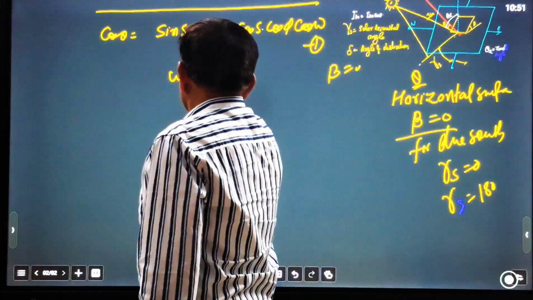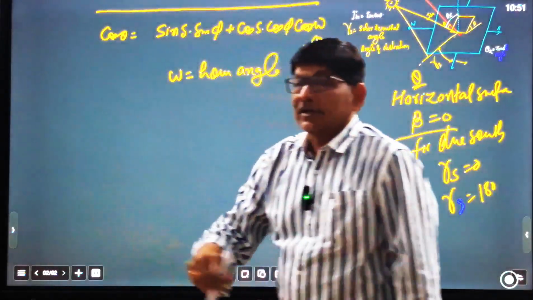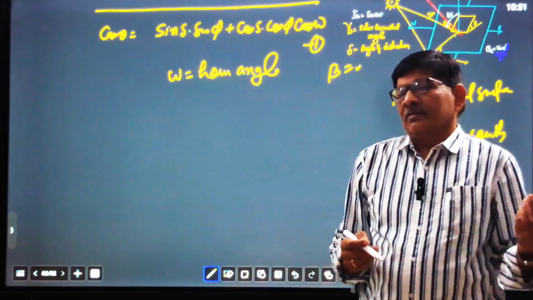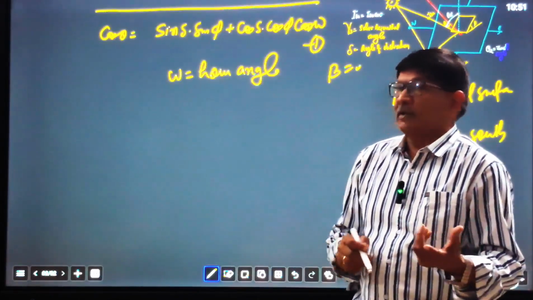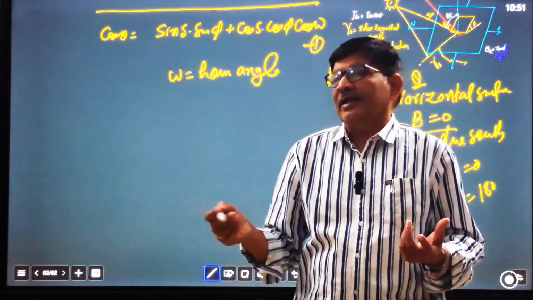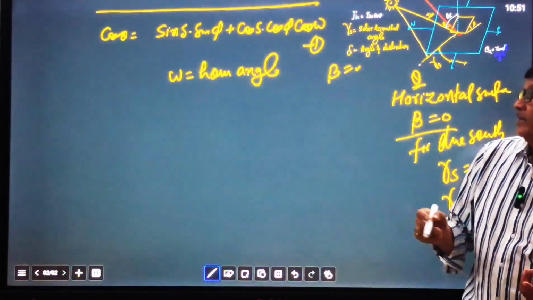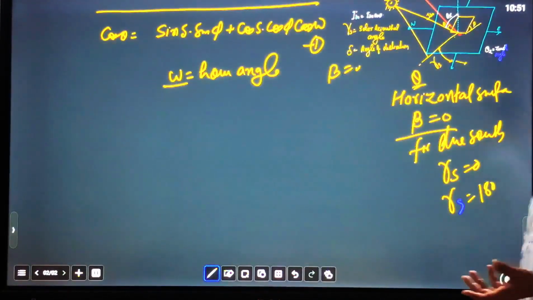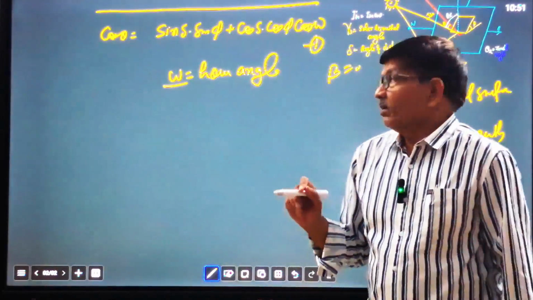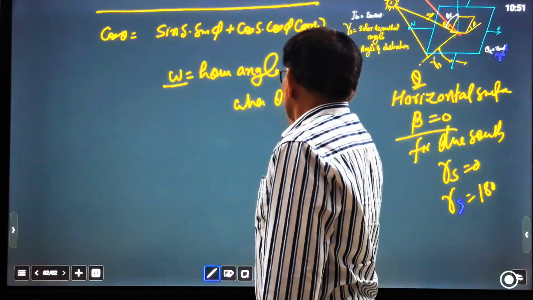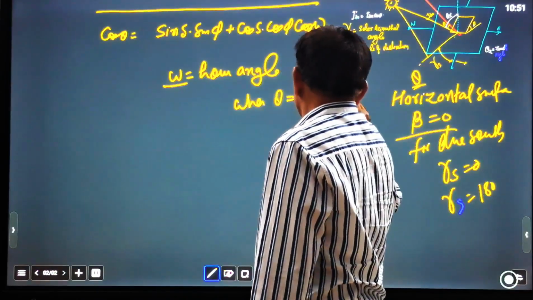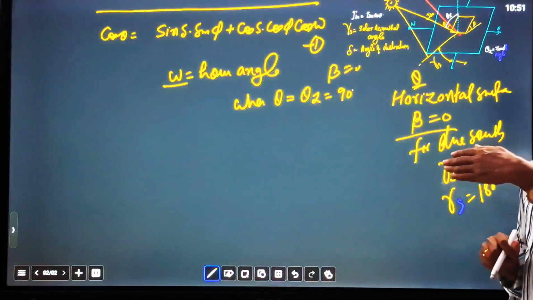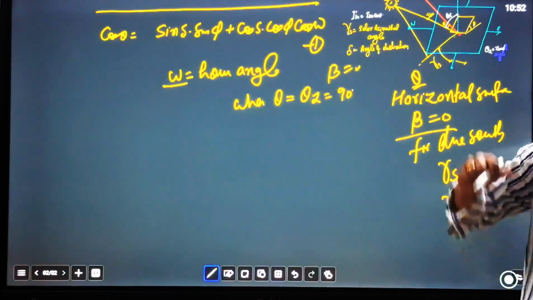Here omega is our hour angle, from morning 6 a.m. to 12 noon, up to 90 degrees, meaning 1 hour equals 15 degrees. You can divide from noon to evening, again 6 hours. So the whole day can be divided in terms of omega as the hour angle. The maximum hour angle we can get is when theta equals theta z equals 90 degrees, because at 6 in the morning the sun's rays come almost parallel to the earth, and at noon the sun's rays become perpendicular.